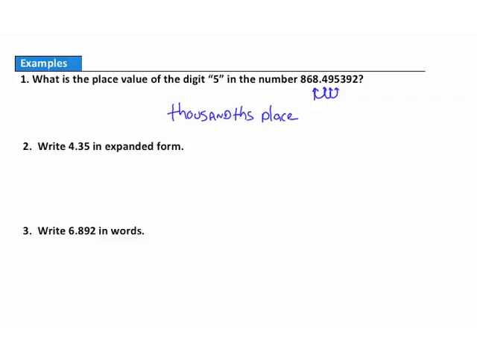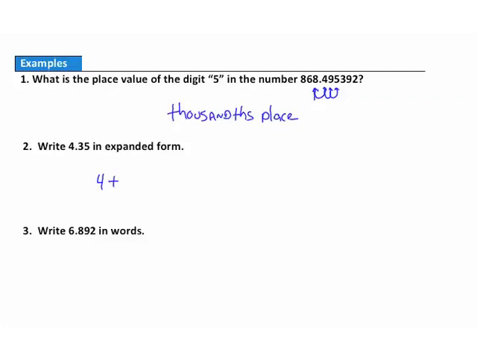Example 2. Write 4.35 in expanded form. Well, if we're going to write a number in expanded form, we're actually going to identify the value of each of the digits. So we'll start with the 4, which is in the ones place. So the value of that digit is just 4. Now I'm going to use an addition sign.